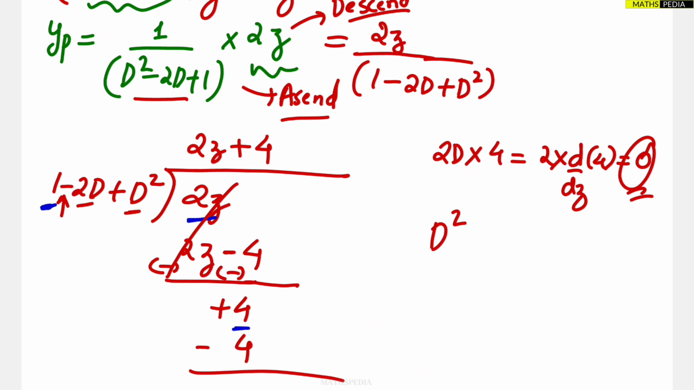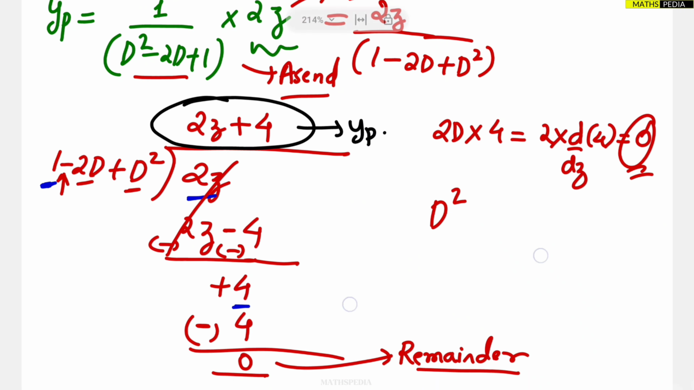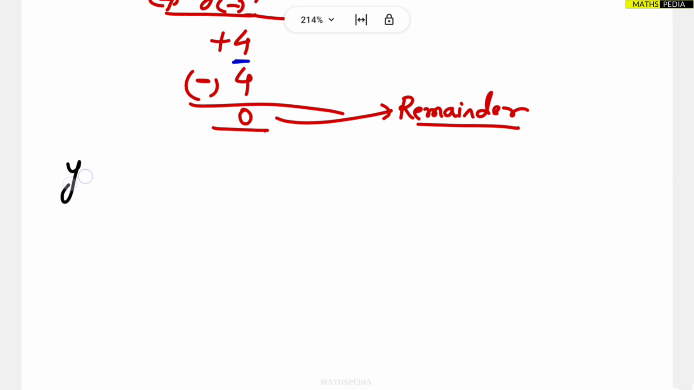So directly the answer we are getting here is minus 4 plus 4, then you subtract, you will get 4 minus 4, 0. So we are getting the remainder as 0. Always remember the remainder should be 0. Now after getting remainder 0, we get a quotient over here. This quotient is nothing but the yp value. Always remember. So the yp value is 2z plus 4.